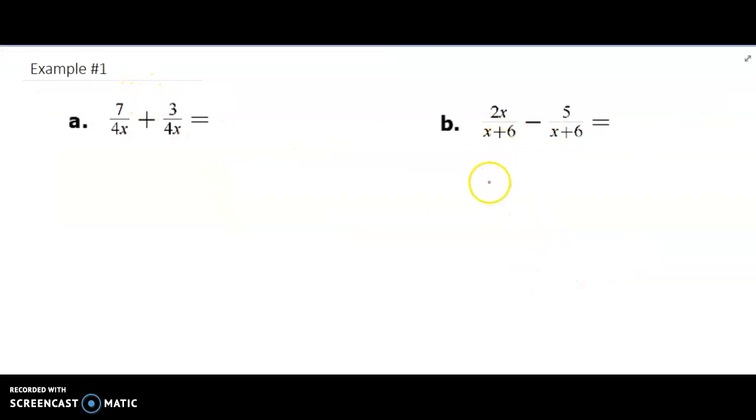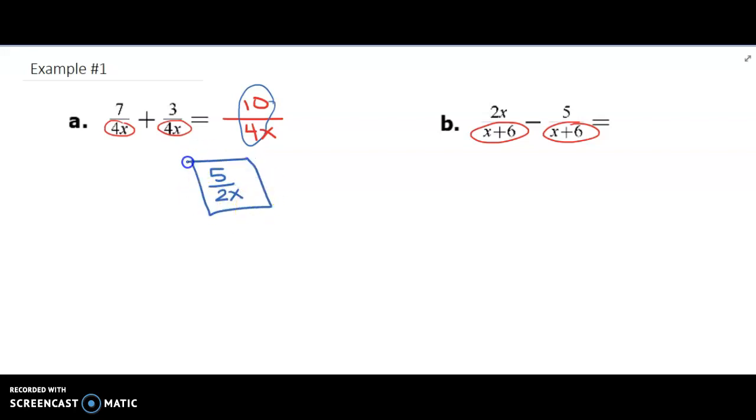All right, so let's look at example 1. These are two very simple questions because they already have like denominators. So when they already have like denominators, remember, we're just going to add the top, so 7 plus 3 is 10, and keep the bottom. Now we do need to simplify as much as possible, so 10 over 4x goes to 5 over 2x. There's our final answer. Don't forget when you do this, you have to say that x cannot equal 0 as well.